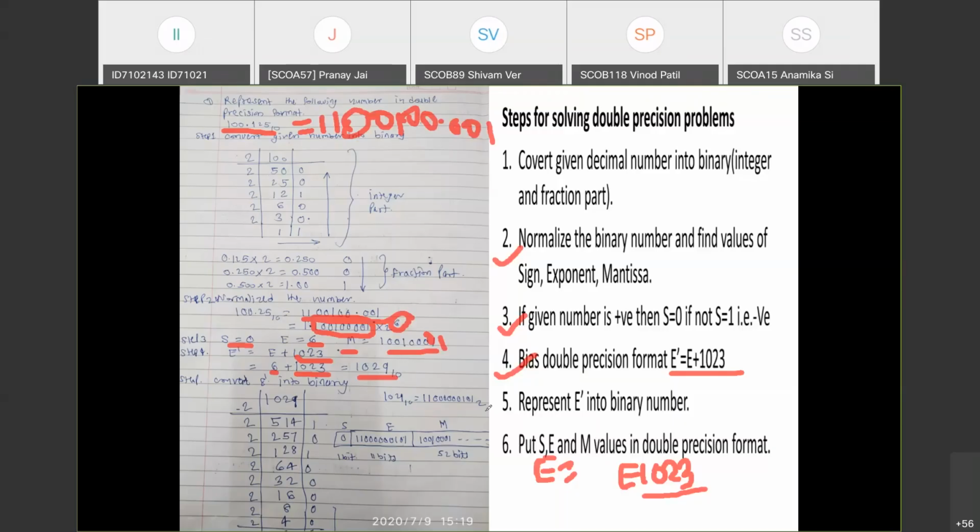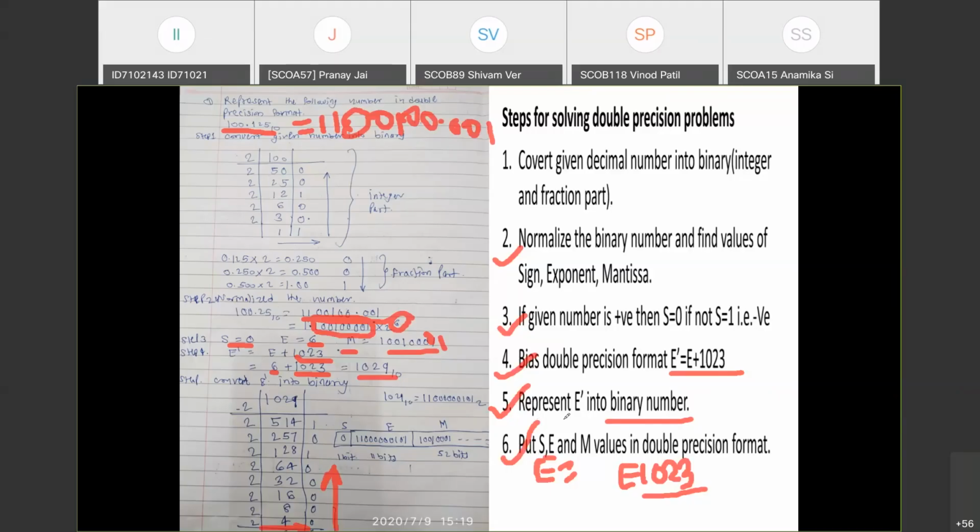Now the fifth step is that again I need to convert E dash into the binary number representation. Since this total number is an integer, for the given decimal number I need to perform divide by 2 operations, keeping track of the bits from the bottom. Then after this step is completed, we move to step number 6.